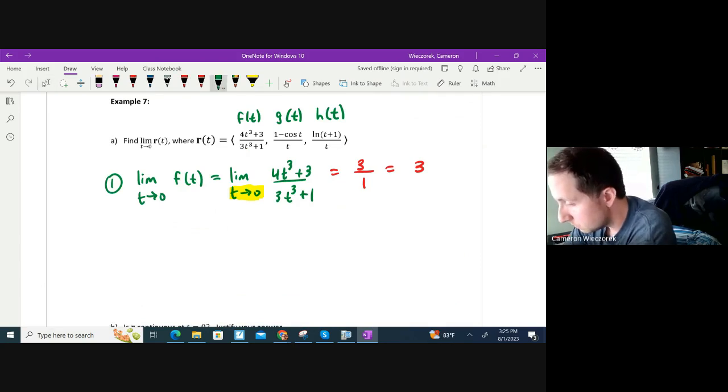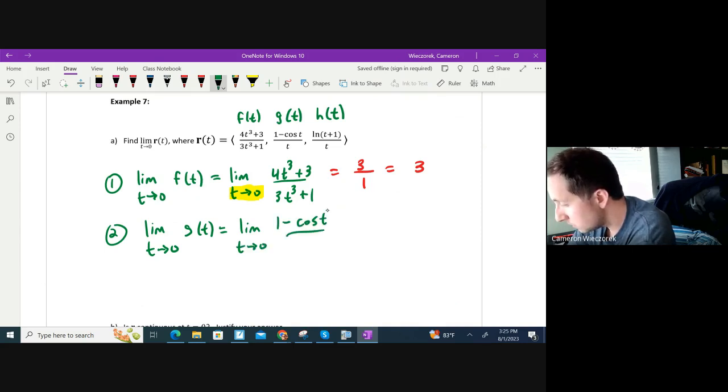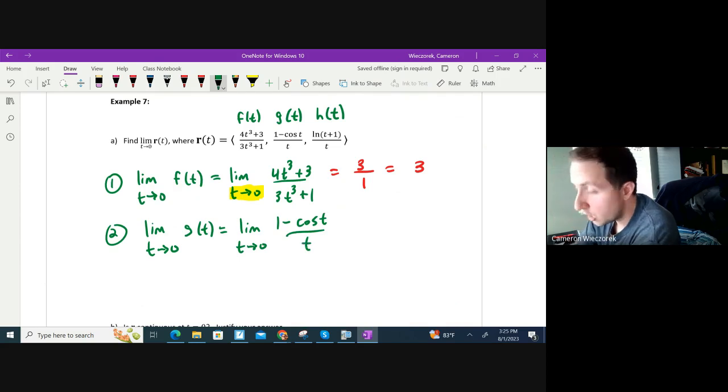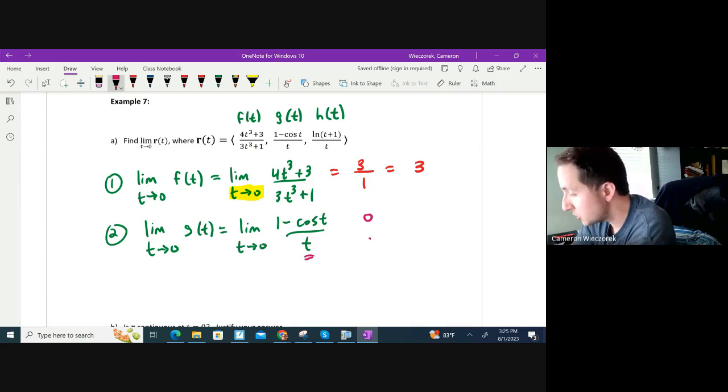Part 2. Limit as t approaches 0 of g of t would be the limit as t approaches 0 of 1 minus cosine t over t. I'm going to try direct substitution. It's always my first strategy with a limit. I would get 1 minus the cosine of 0. 1 minus 1, I'm not going to put an equal sign. I'll show you why in a second. Would give me 0. Divided by, okay, if I put in 0 in the bottom, I get 0 over 0.